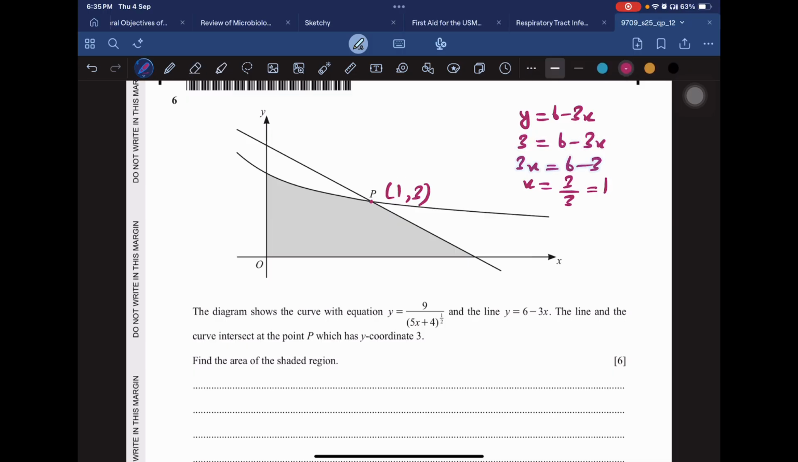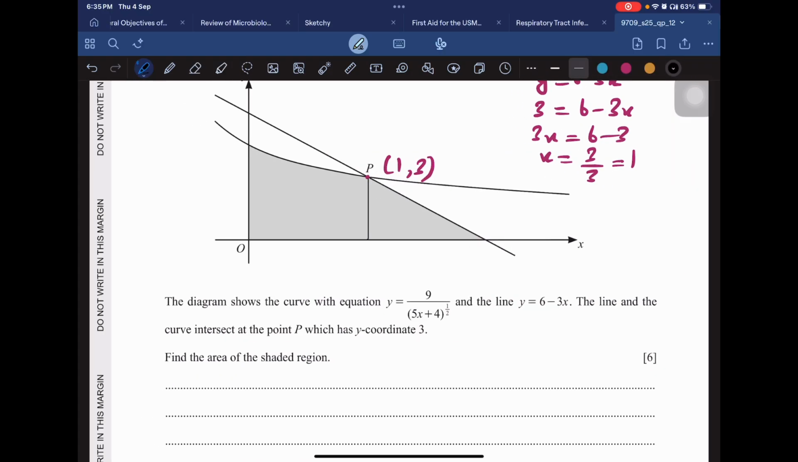Okay. Now I can divide the shaded area into 2 regions. If I draw a straight line like this, we get a triangle over here, and then we get this shaded region. The triangle has 3 points. The point P is 1 comma 3. This point will be 1 comma 0. This point we can find. This point is where the line cuts the x-axis.